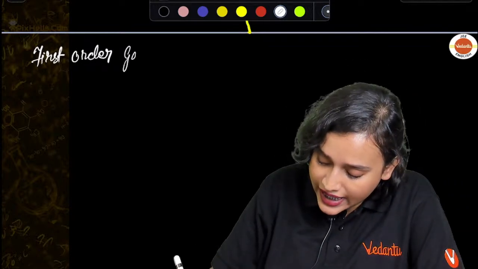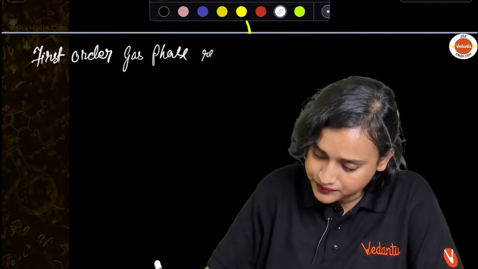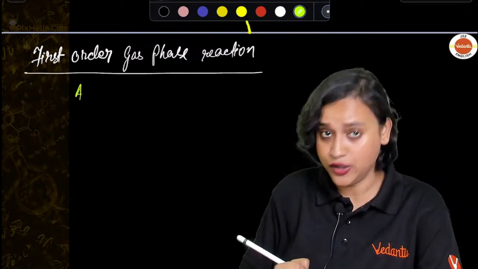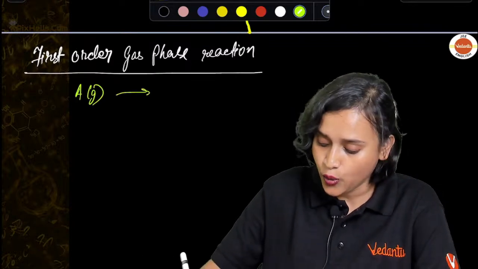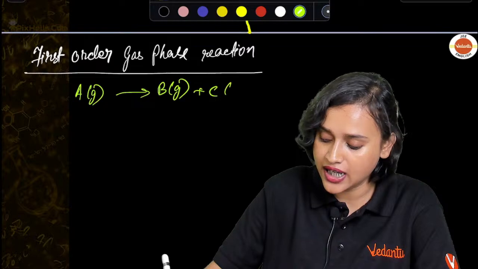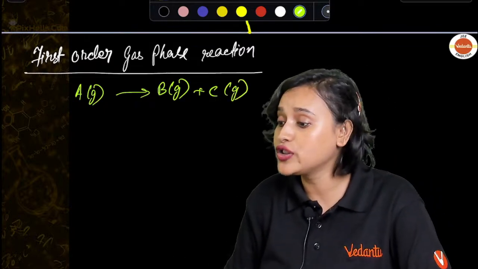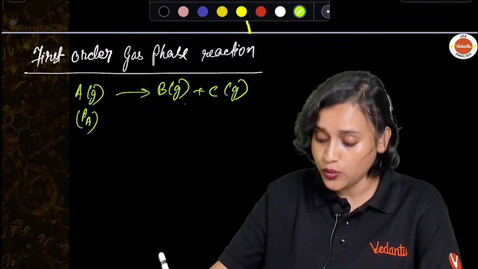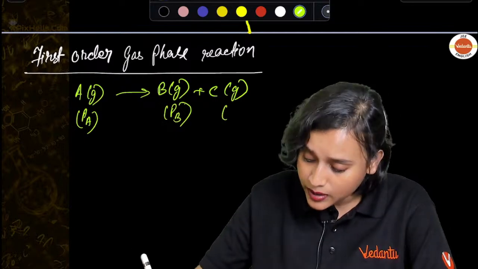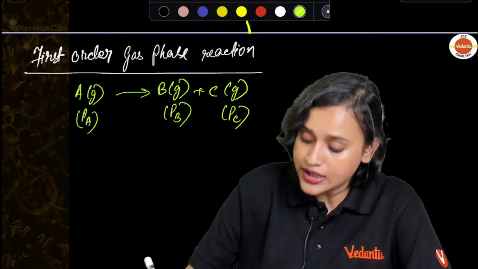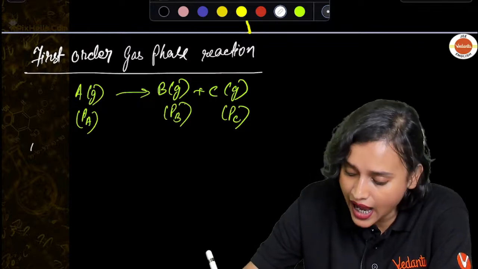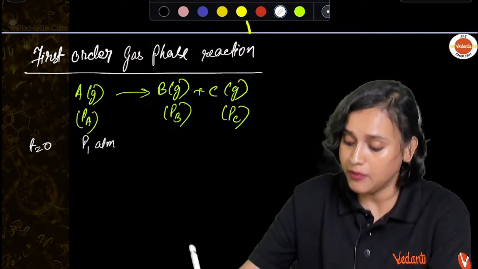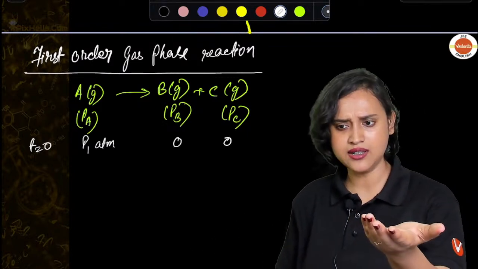So first order gas phase reaction. Here, guys, let us suppose you have a reactant which is A and it is in gaseous state, which forms B which is in gaseous state, plus you have C which is also in gaseous state. Are you going to take the concentration? Not at all. You will be taking pressure of A, pressure of B, pressure of C. Now suppose at time t equal to 0, you have, let's say, P1 atmospheric pressure for A, but for B and C you have 0 and 0.